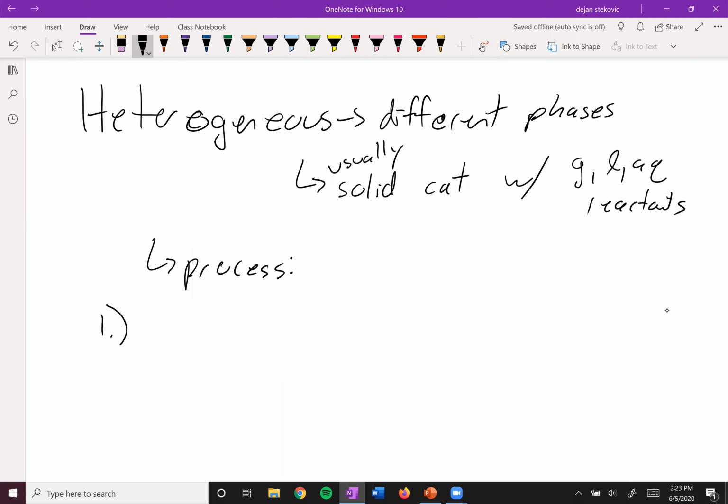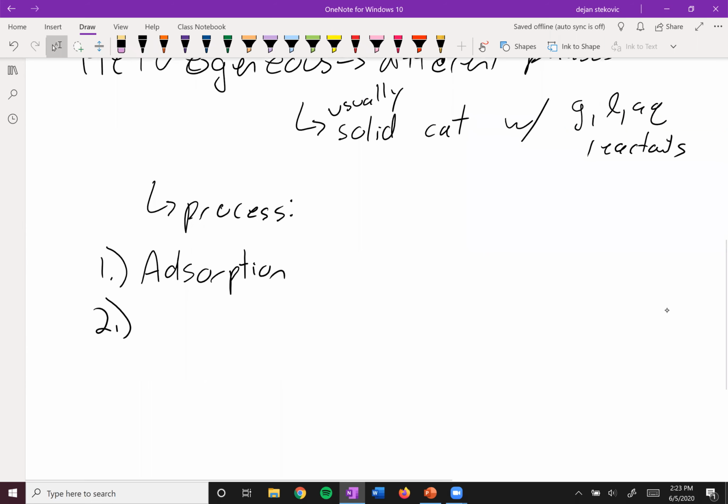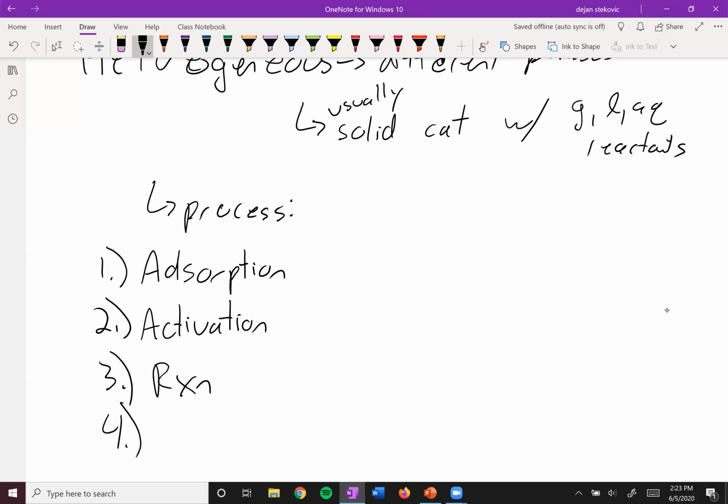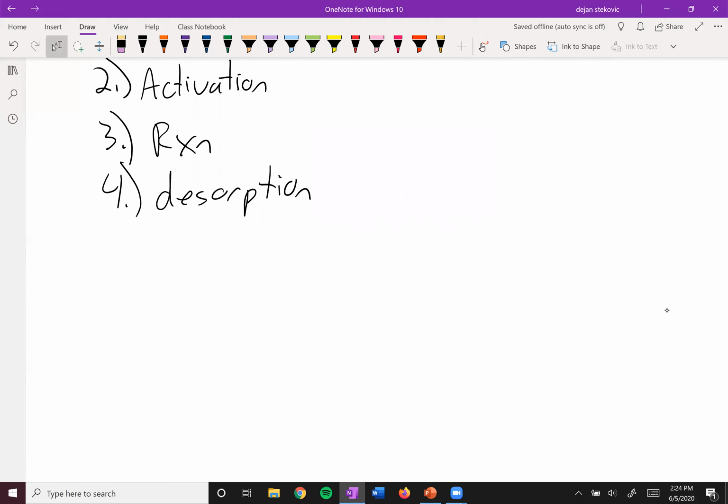The first step is adsorption, not absorption, but adsorption. So it's just adsorbing the reactants onto the surface of the catalyst. The second step is activation. It somehow activates the reactants to react easier. Then there's the actual reaction occurring. And then there's the desorption, right? The catalyst kicking off the products.